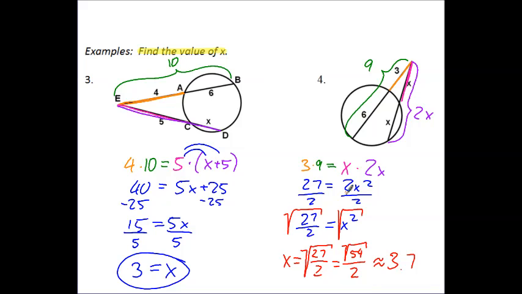Then take the square root of both sides. Keep the fraction, at least that's what I did. So then x is equal to the square root of 27 halves. If you went ahead and rationalized the denominator, good for you. That would be square root of 54 divided by 2. Or you use the calculator and you get approximately 3.7.